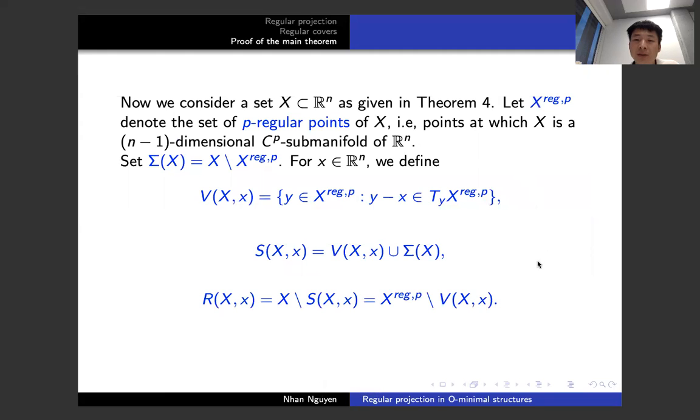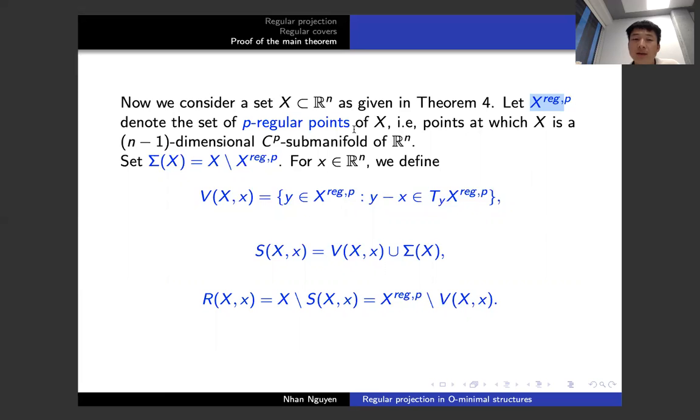And now we go back to the given set in the main theorem. It means X here is a definable set in R^n with dimension of X smaller than n. So we define the set of regular points of X, and that is the set of points at which X is an (n-1)-dimensional C^p manifold.